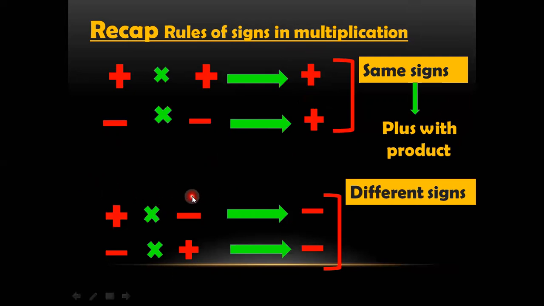Multiplicand and multiplier are having different signs. Here it is minus, here it is plus. So we will be getting minus with the product. So these are the rules of signs in the multiplication that will help us a lot in our solutions. Let us see some examples of the rules of the signs, how they are implemented.